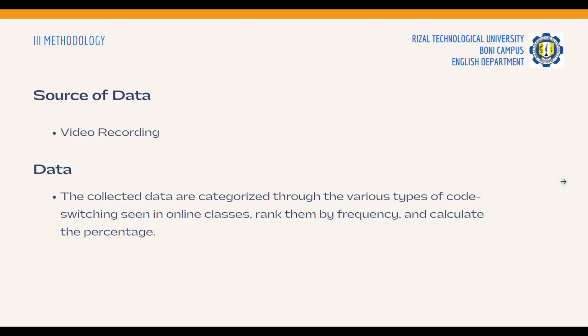After categorizing the data, the next step involves ranking the categories by frequency. This means identifying which types of code switching occur more frequently than others within the database. To further quantify the prevalence of each code switching type, researchers calculate the percentage representation of each category within the total instances of code switching. This quantitative approach enhances the precision of data analysis and facilitates comparison between code switching categories. Next slide, please.